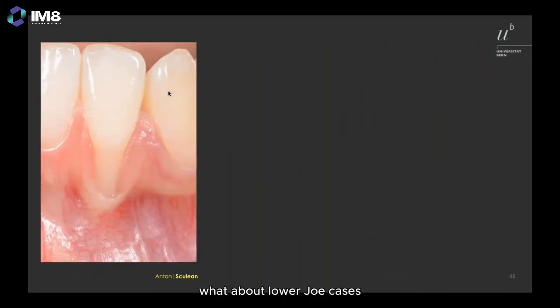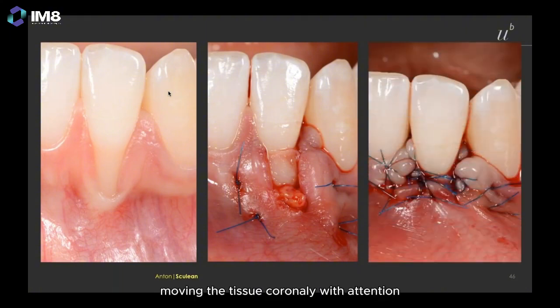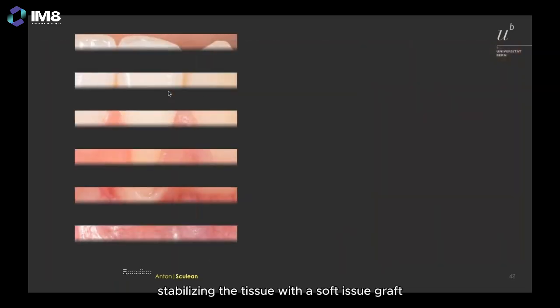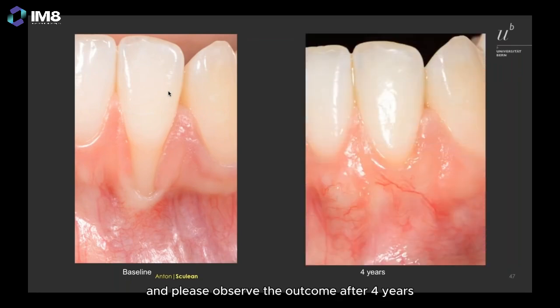What about lower jaw cases? If we have a recession, as you can see it on this slide, again, we start with the preparation of a full thickness flap, moving the tissue coronally without tension, stabilizing the tissue with a soft tissue graft, and please observe the outcome after 4 years. Meanwhile, I have treated more than 950 cases during the last 11 years, and we have a very good material that will be published soon.